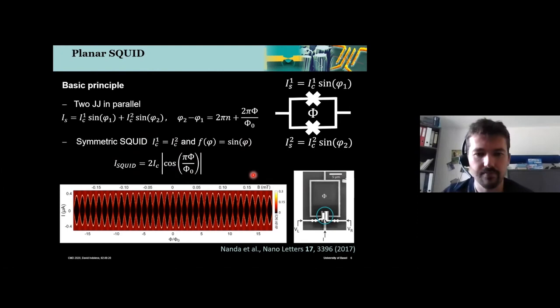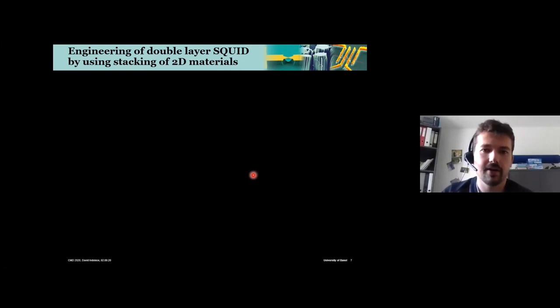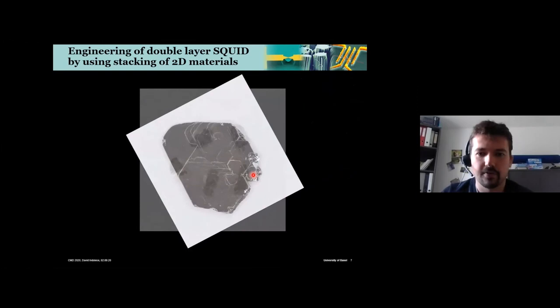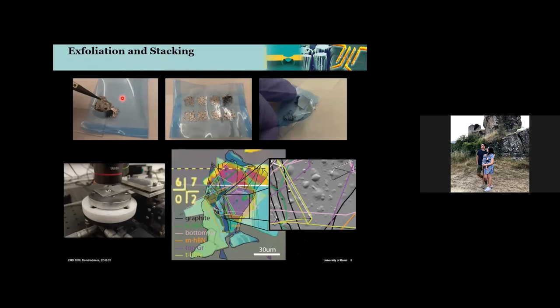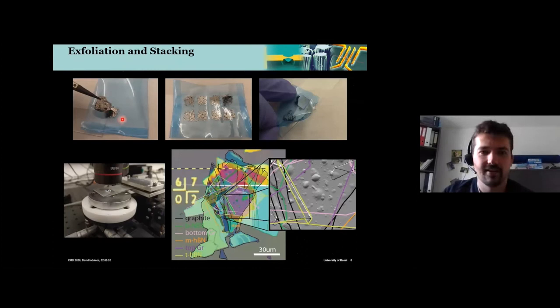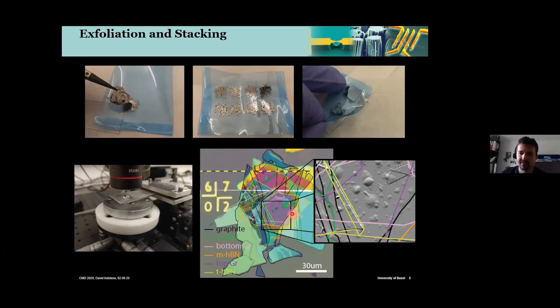So let's start with our device. And as I said in the beginning, we use the ability to van der Waals stack different materials on top of each other. So you can exfoliate them from different materials, for example, out of graphite. As you see here on top right, you thin down the materials by a low adhesion tape and then transfer them onto a silicon wafer. And then by picking up one layer after each other, you can fabricate your complex devices.